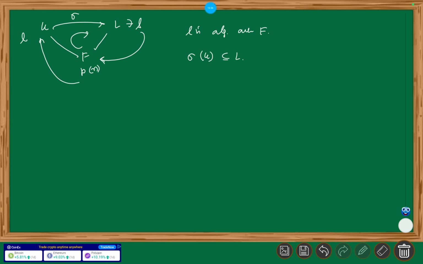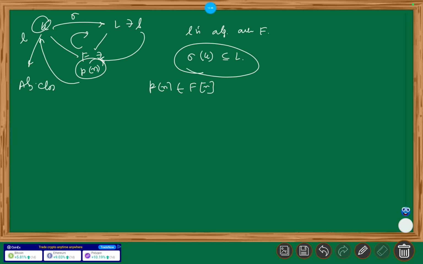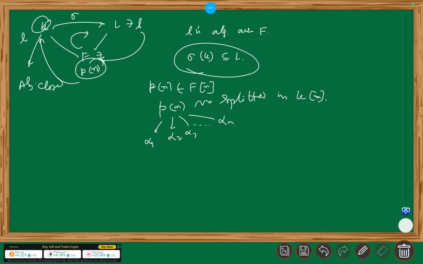Now we all know that sigma K is inside L, right? Now if we take small l, small x must have a minimal polynomial P_x that belongs to F[x], right? Now K is algebraically closed. So that means P_x must split in K[x] into different roots. So P_x must have, let's say, alpha 1, alpha 2, and so on up to alpha n. Right?